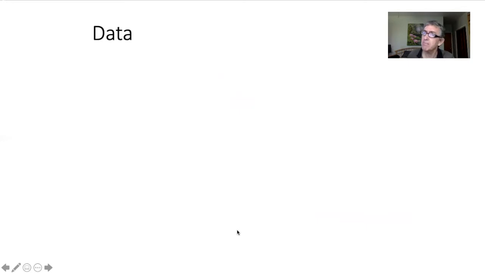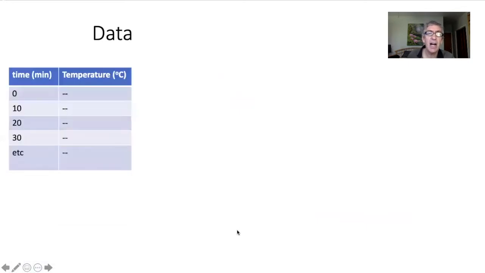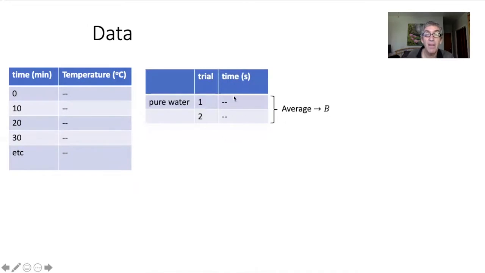What about the data? Let's talk about the data you'll take. I suggest recording temperature versus time at roughly 10-minute intervals, simply so that you have a record and you know that your temperature is constant. So then after that, the first trials will be of pure water. From that, you can get the apparatus constant B.